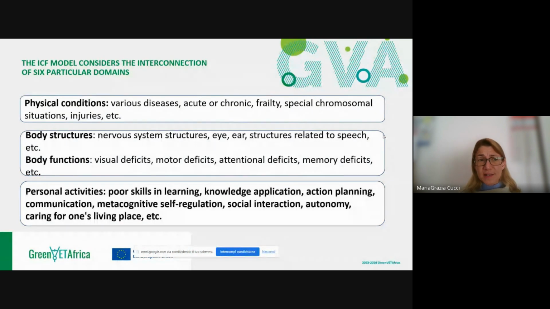We can consider this situation exactly like visual deficits, motor deficits, attentional deficits, memory deficits, and something like that. These are very evident in the school life, because we can see that it is very clear the difficulty of the student. For instance, when I see students with attentional deficits, it is very difficult for them even to stay seated in their place for a long time.